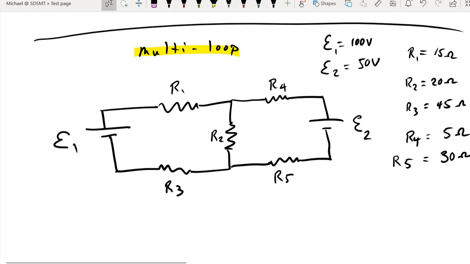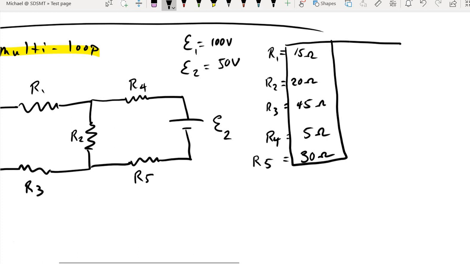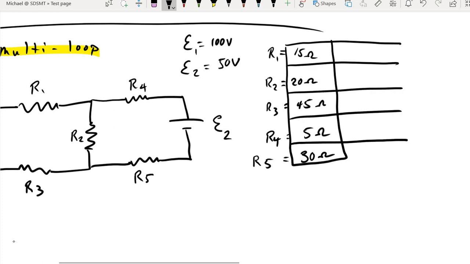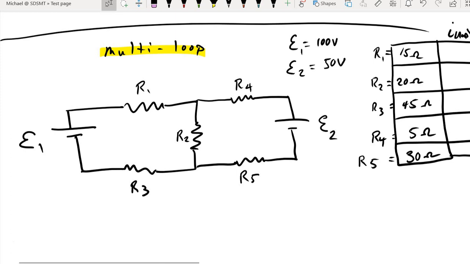So given the two values of the EMFs and the values of the resistors, I want to know everything there is to know about this circuit. And when I say that, what I'm really referring to is, in addition to the resistance values of each resistor, I want to know how much current is passing through each resistor. That'll be in amps. I also want to know what the potential difference is across each resistor, and that will be in volts. And if I can find all the individual values for current and potential for all of my resistors, then I can answer any question that's posed about this circuit.